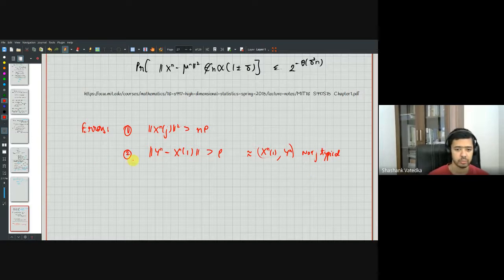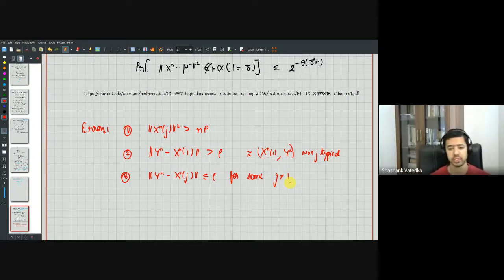They're not jointly typical. So the third error event is that some other code word, xn of j, is less than or equal to rho for some j not equal to 1. Which is essentially identical to saying that some other code word is jointly typical with respect to the received sequence.